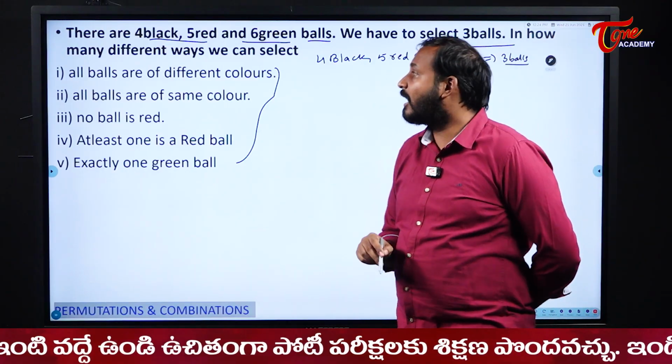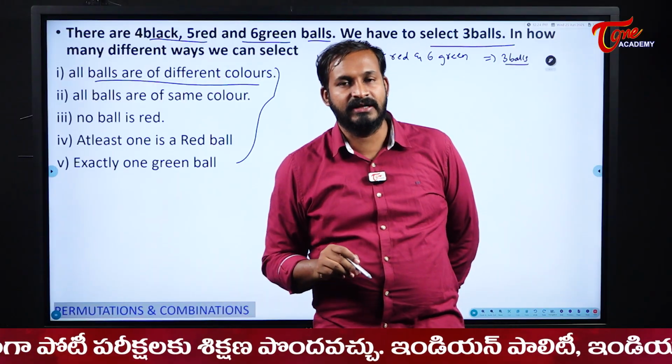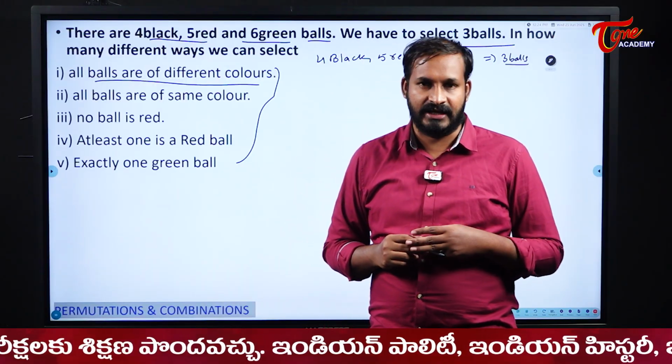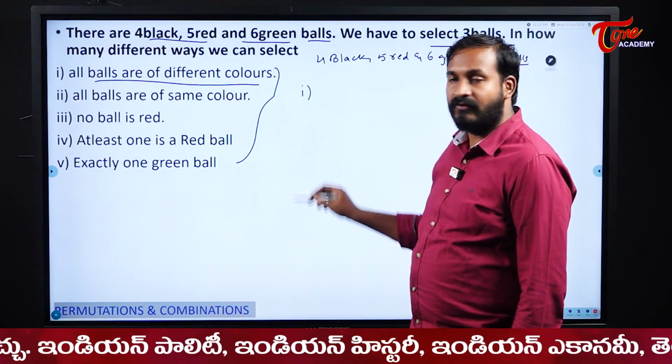First one: all balls are of different color. All balls of different color means what? How many am I choosing? Actually I am choosing 3. And how many colors are available for me? 3. So when it comes to my first one, what do I need to do?